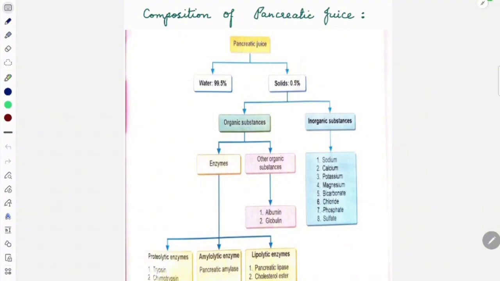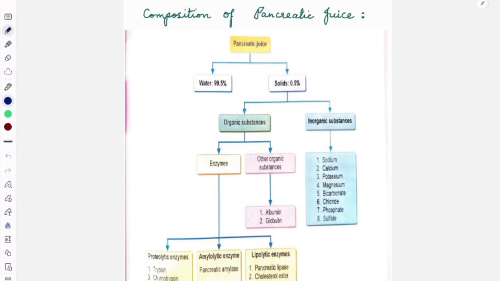Everyone, welcome to Mediverse Atlas, and in this video we'll be discussing the compositions and the functions of pancreatic juice. Okay, so the pancreatic juice is again an important question, same as that of gastric juice. So the pattern will be the same. First we'll be going with the compositions, then the functions of pancreatic juice.